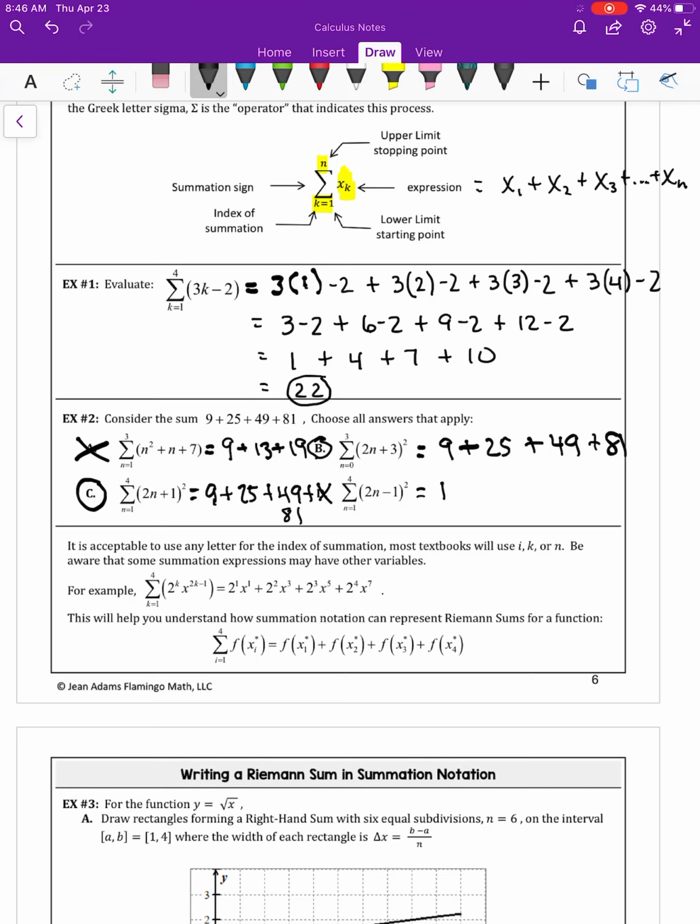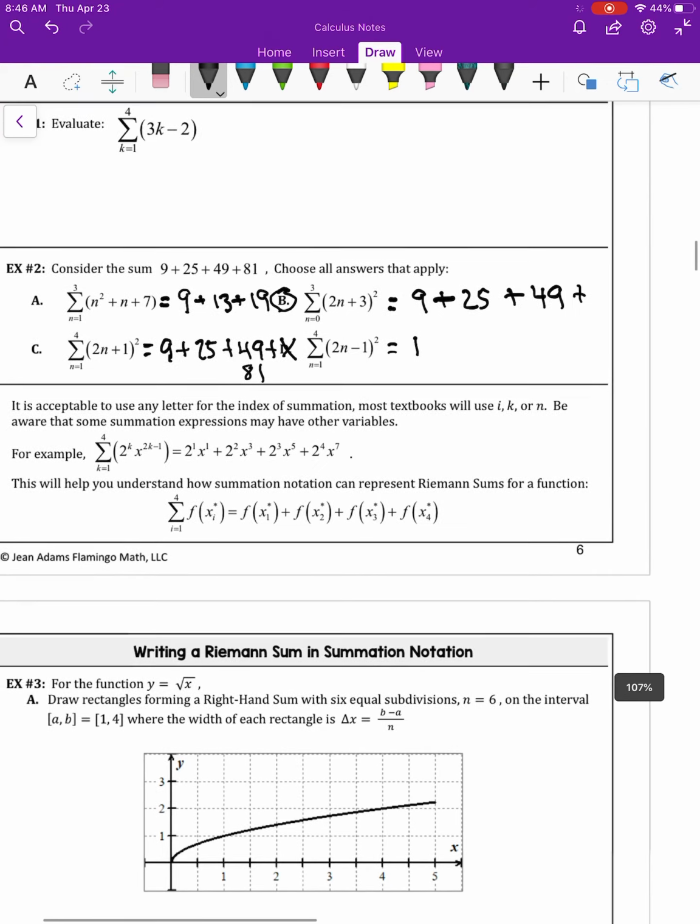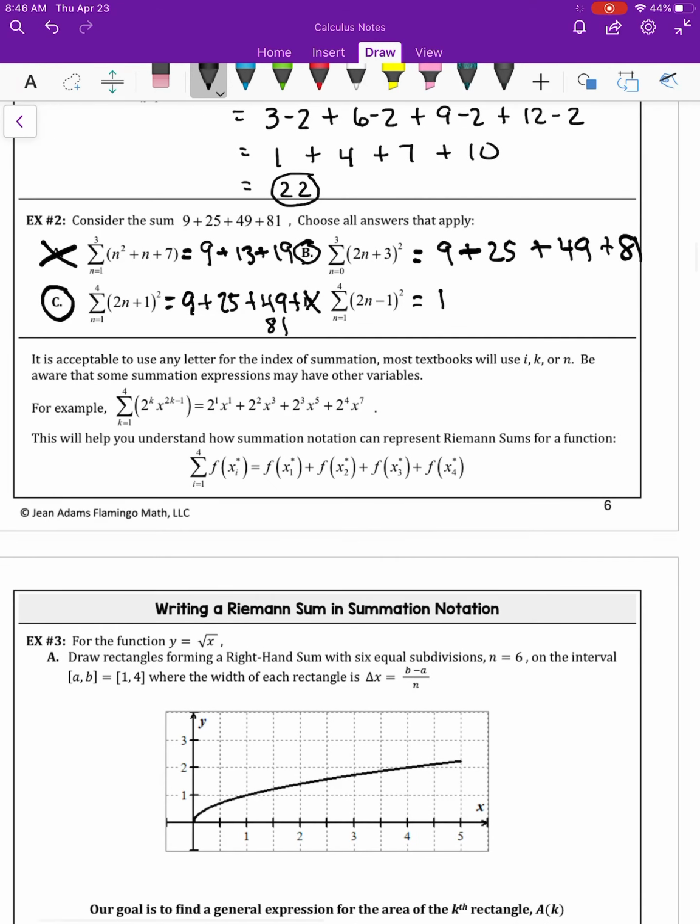It is acceptable to use any letter for the index of summation. Most textbooks will use I, K, or N. Be aware that some summation expressions may have other variables. For example, summation K equals 1 to 4 of 2 to the K times X to the 2K minus 1. So for that one, you're only putting in the 1 for K.